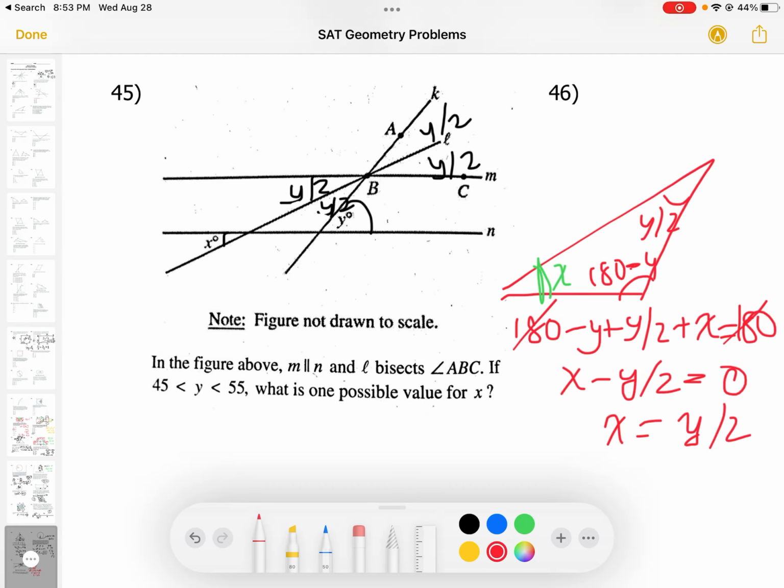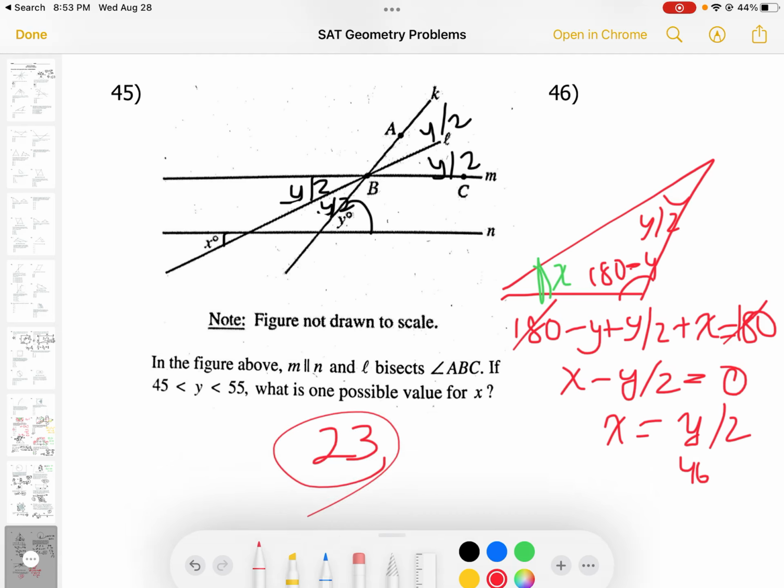So if we pick an even angle for y, we can get a whole number for x, and we like whole numbers. So I'm just going to pick the first even number for y, 46. Let's just say y is 46. So then x can be 46 divided by 2, which is 23. And we're done.